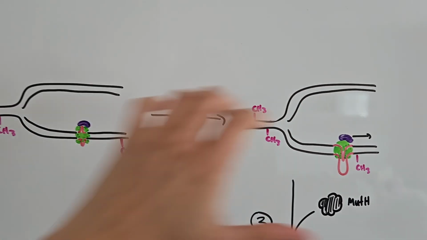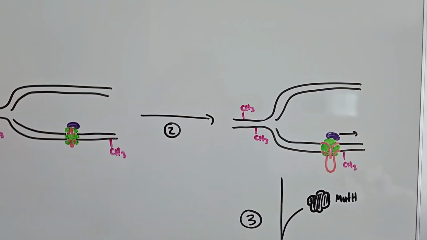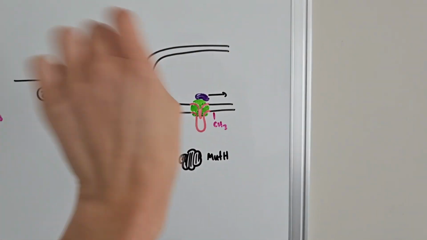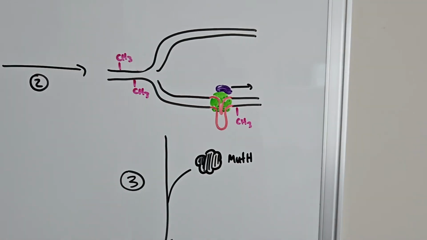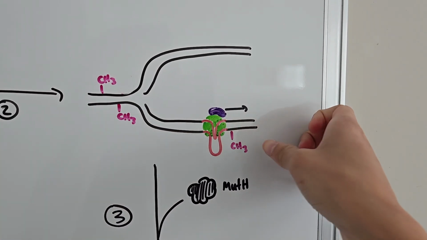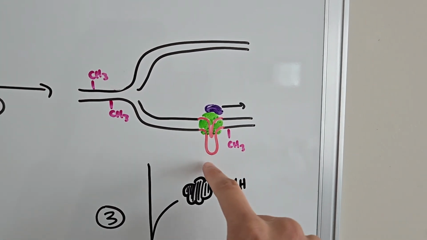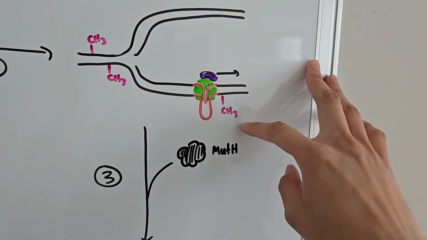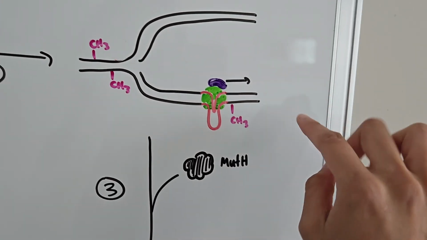And for this case, I believe the sequence is GATC. That is the unmethylated strand, the new one. That's the nearest GATC site. That's what the MutS-MutL complex is going to look for, GATC on the new strand. The old strand, I believe, starts with CTAG or whatever. Yes, I put that there.